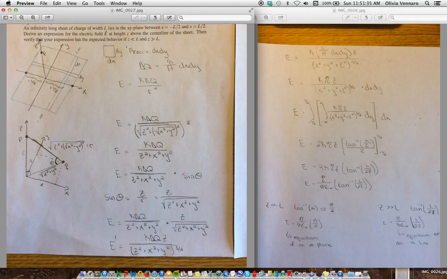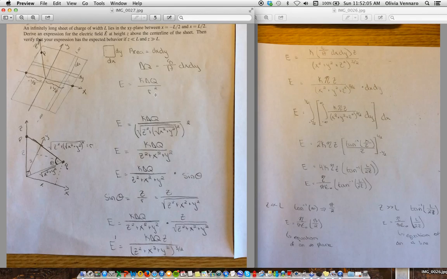And you take delta q, which would be the charge in this small square, as equal to Q, as in the total charge of the whole sheet, over the area, dx dy. And we do this because we already know how to find the electric field at delta q, which would just be E equals k delta q over r squared.